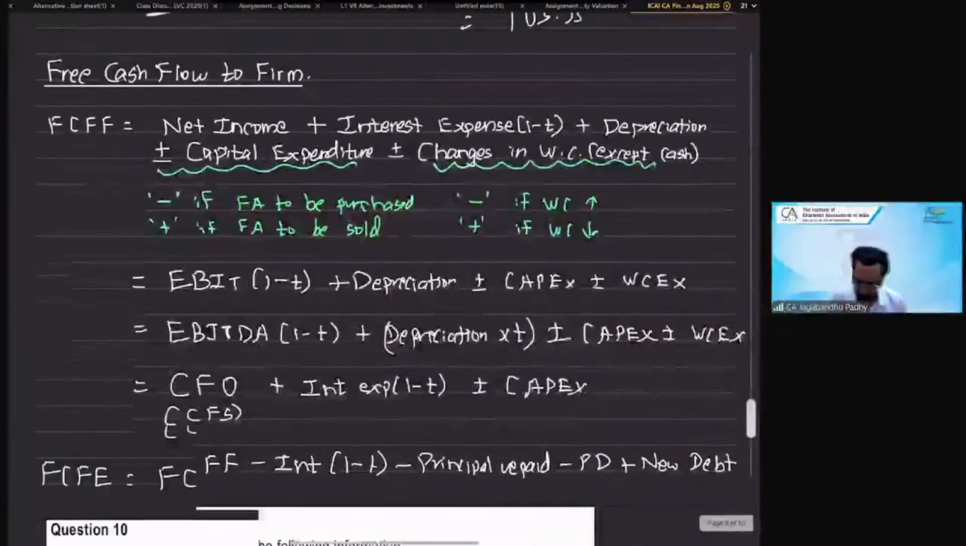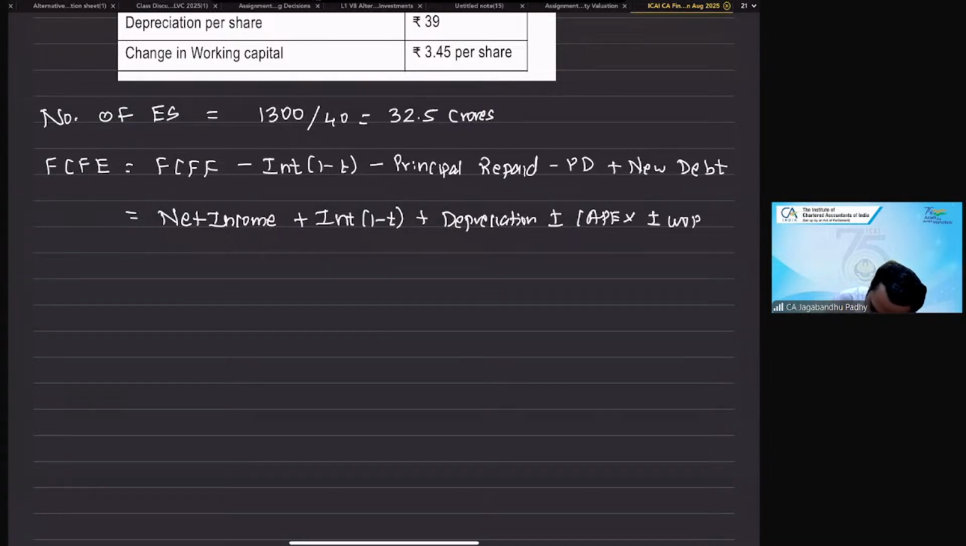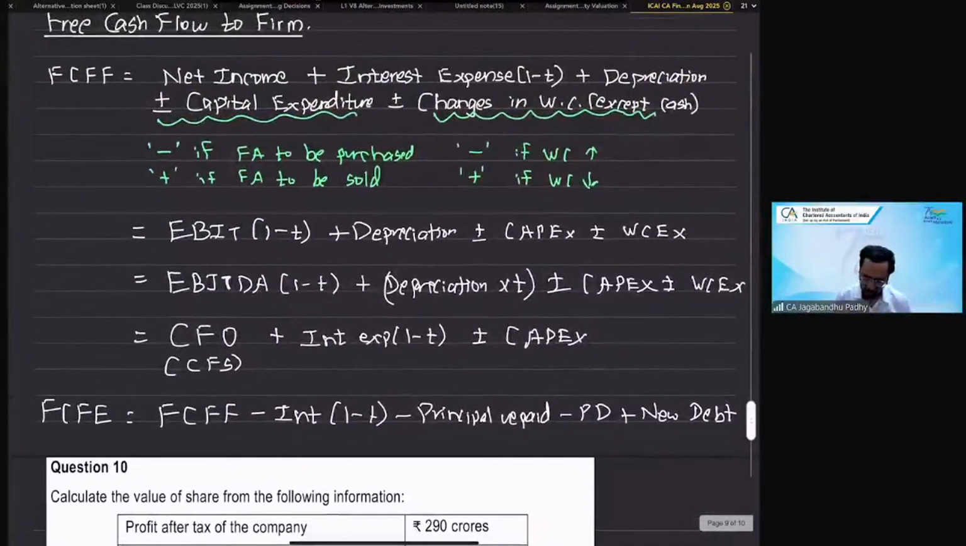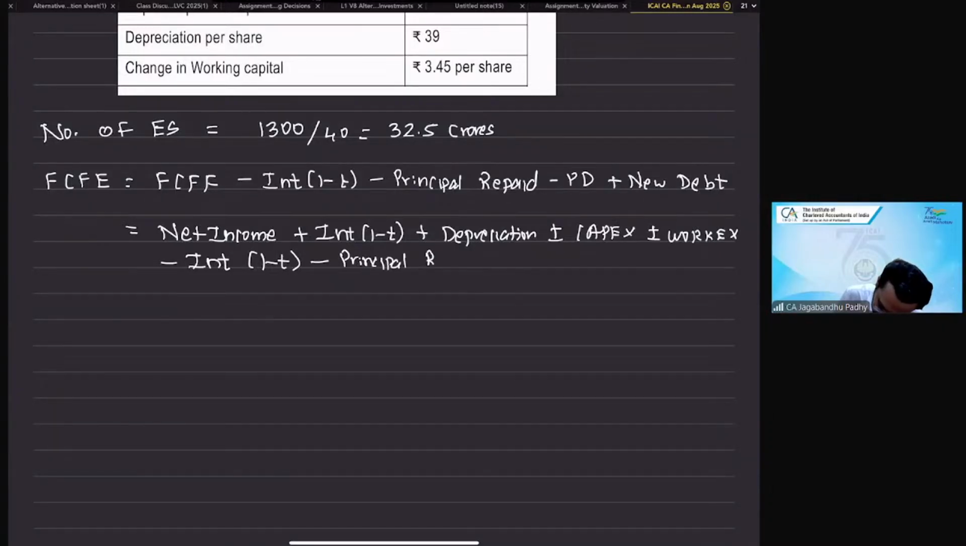Right, and further we adjust the CAPEX and also the WorkX. Fine. And then we have this aspect of interest into 1 minus T minus principal repaid minus preference dividend plus the new debt that is raised. Okay, so here we have interest into 1 minus T and interest into 1 minus T getting cancelled.